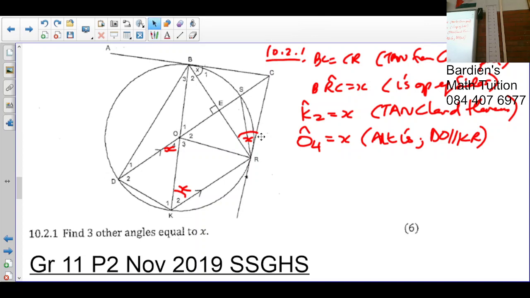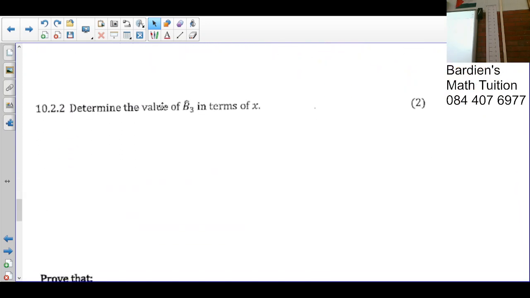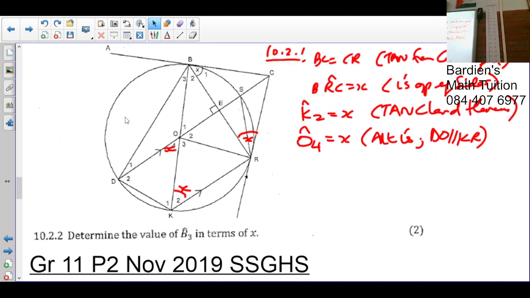You all okay with that, people? 6 marks in the bag at this point. Then we are told, determine B3 in terms of x. So we're looking at B3. Where does B3 lie? B3 here.